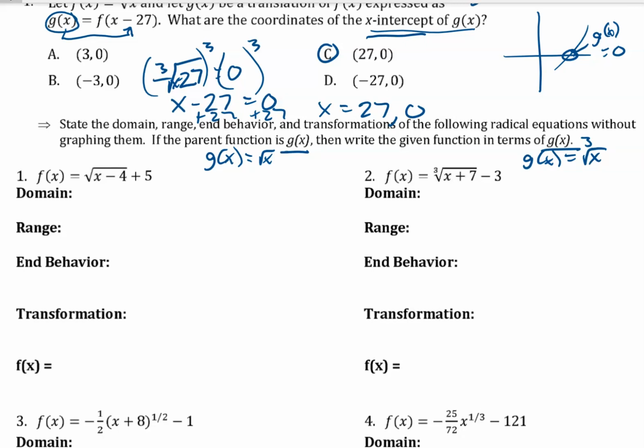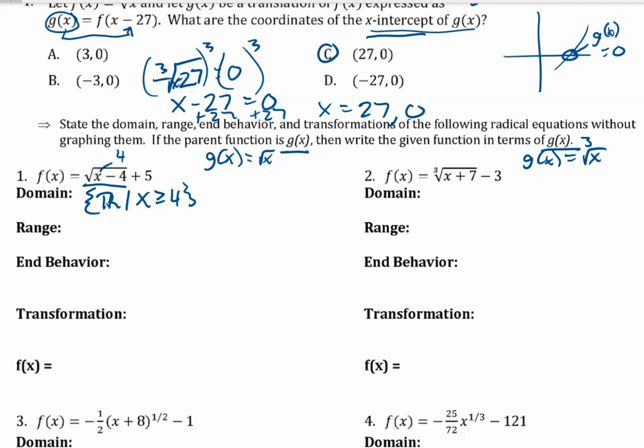So first off, domain. We know that for a square root, we cannot have a negative number inside the square root, or it will be an imaginary result. So to get a real number out, my domain has to be at least starting at x equals 4. 4 is fine, square root of 0 is 0, and I would get 5 out. If I had 5 in there, 5 minus 4 is 1, square root of 1 is 1, 1 plus 5 is 6. So my domain is all real numbers as long as x is greater than or equal to 4.